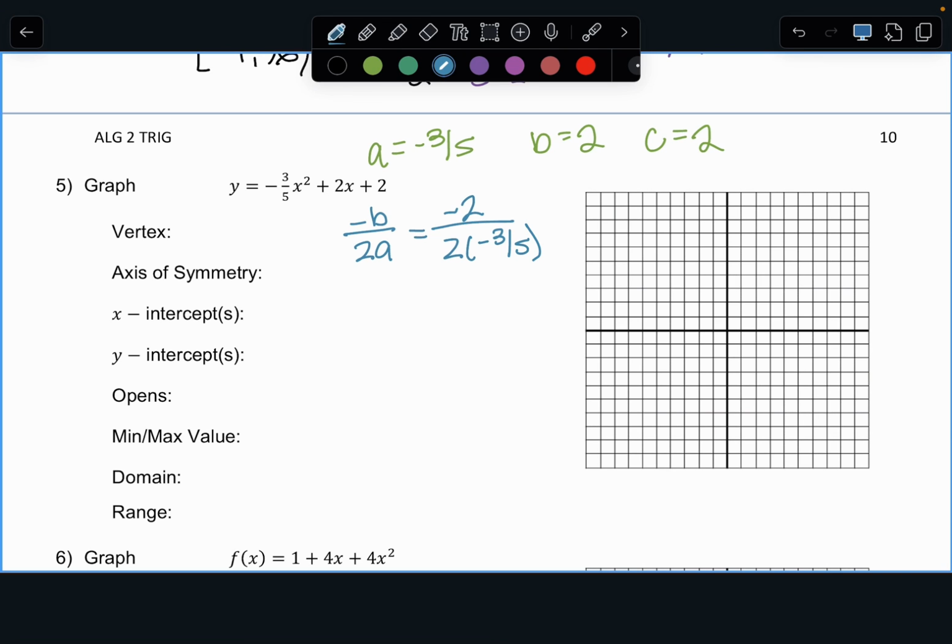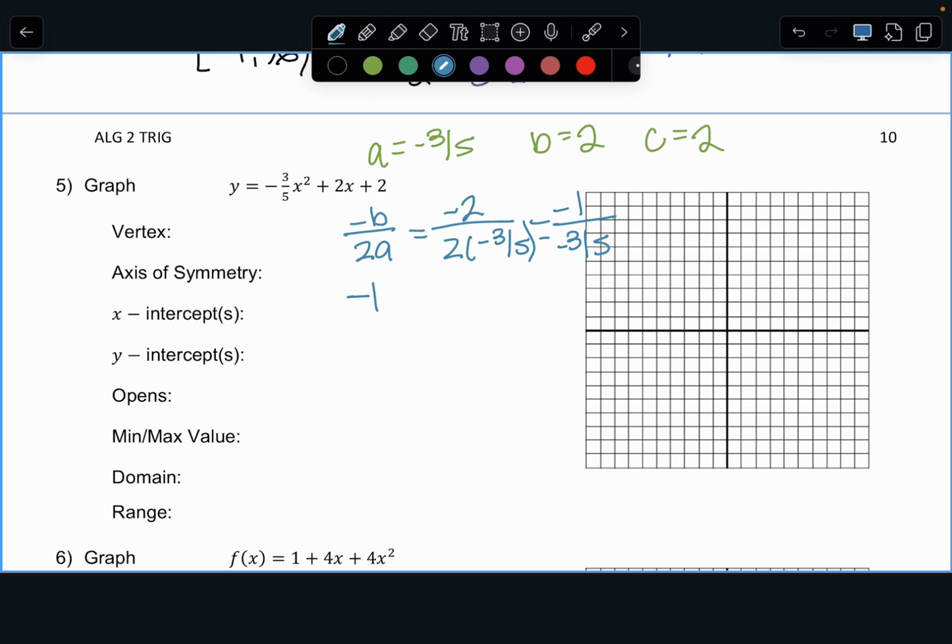What do you say? Is it 3 over 5? Very close. I'm going to flip it. I'm going to simplify the 2's first. What's -2 divided by 2? -1, right? So now I have -1 divided by -3/5. When we divide by a fraction, what do we do? We change our sign to multiplication, and we flip.